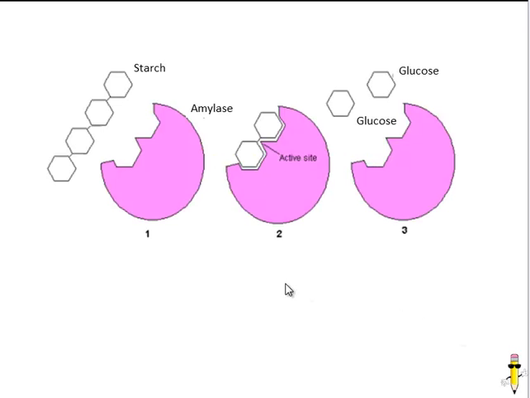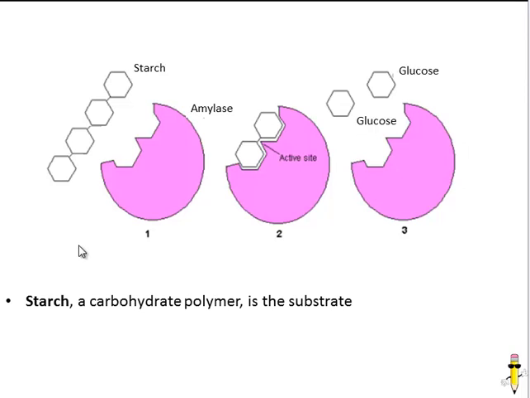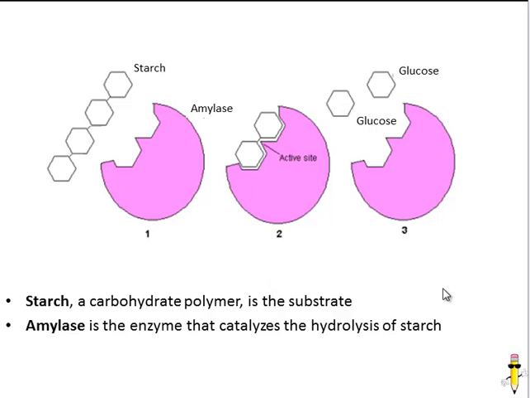In this lab, we're going to be working with a particular chemical reaction that we've been studying in class. That chemical reaction is the hydrolysis of starch. So in our lab, starch is going to be the substrate. Remember that starch is a carbohydrate and it's a polymer made up of smaller molecules. The enzyme that we'll be using in lab is amylase.